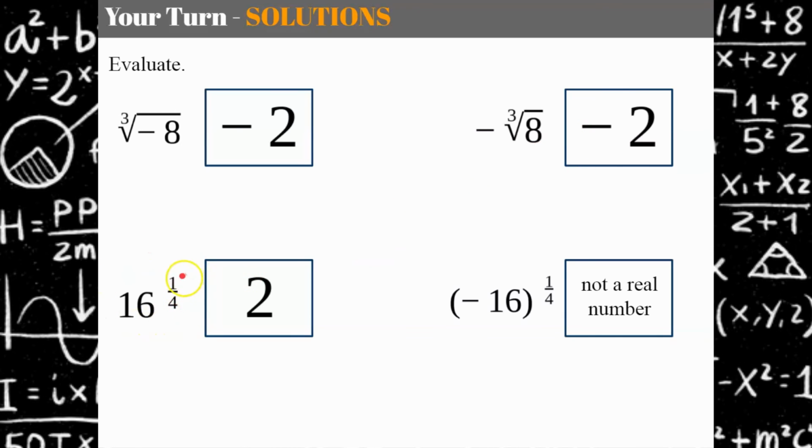16 to the 1/4. 16 can be written as 2 to the fourth. Power to a power. 4 times 1/4 is 1, so it's 2. Over here, we have an even index. If we wrote this as a radical, it would be the fourth root, and this is negative. So our answer is not a real number, because you cannot find the fourth root of a negative number.